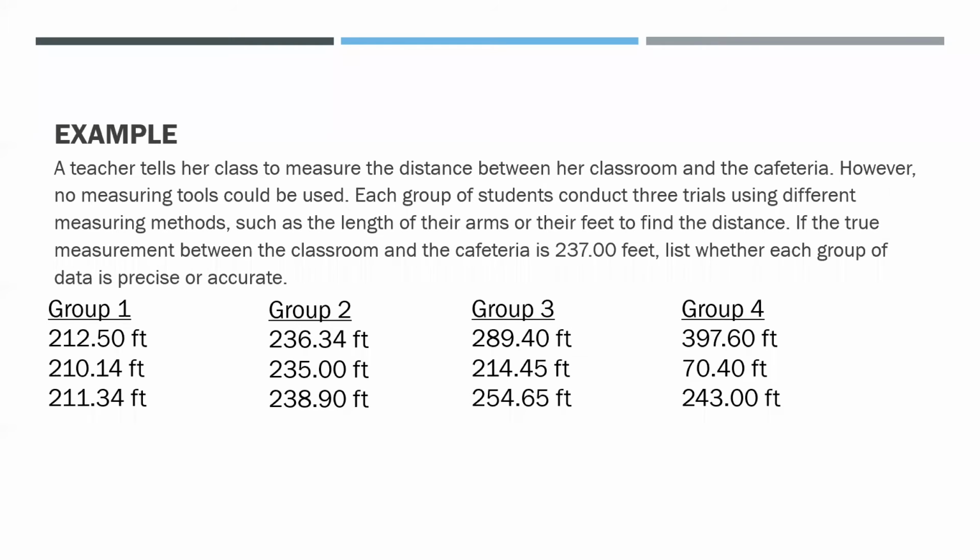We're going to start off again by finding the average for each group. When we add all the numbers in group 1, we get 633.98. Divide by 3 and we get an average of 211.33 feet. Because the average is far off from the true measurement, it is not accurate. However, since the numbers are all close together, the data is precise.